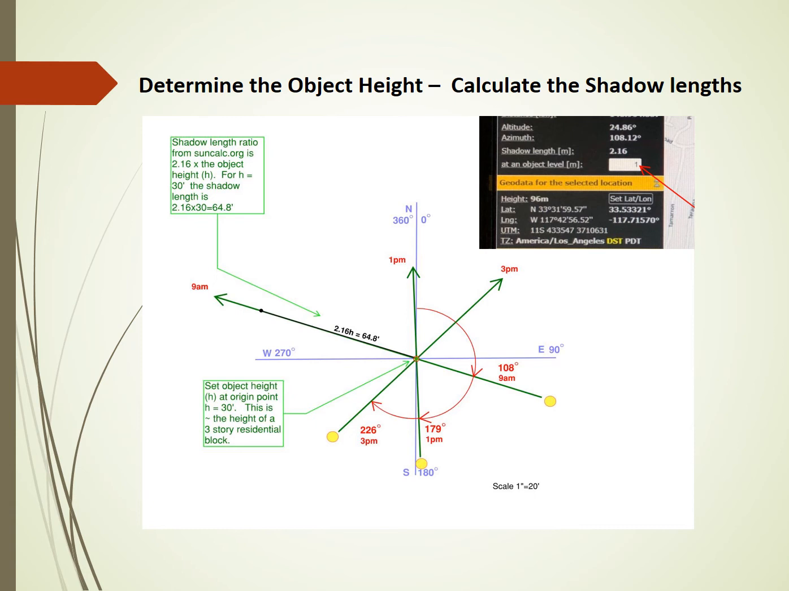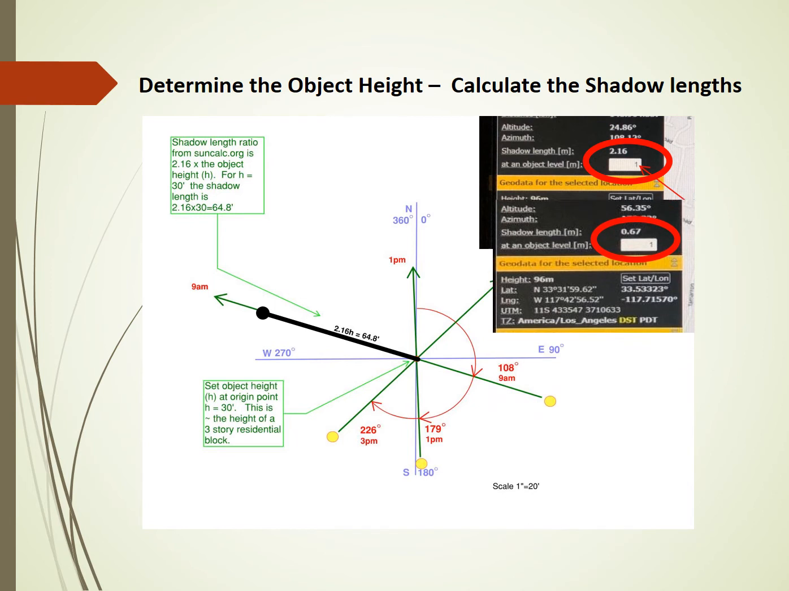And then draw a nice black line with a dot at the end. And you'll draw that right up against your dimension lines. And then you can adjust the line length to match the dimension line. Label the 9 AM line with the shadow length equation, 2.16H equals 64.8.